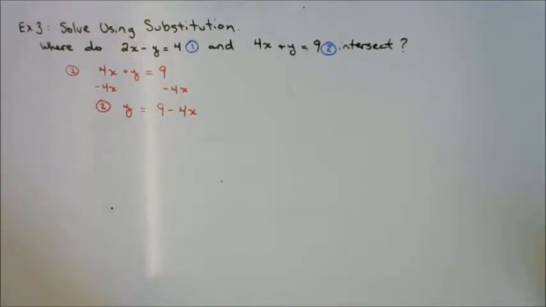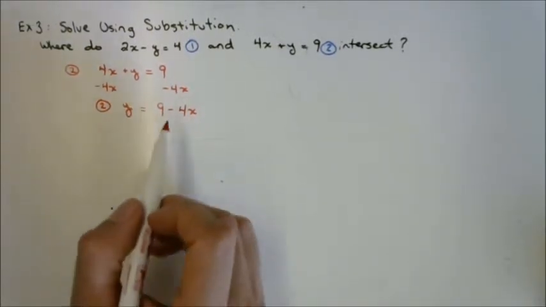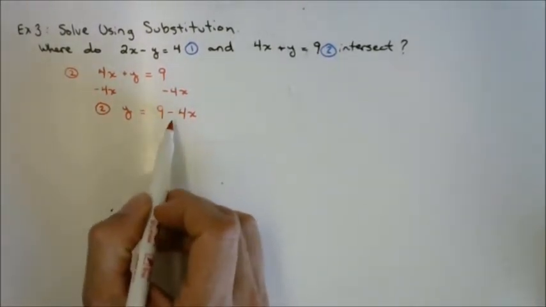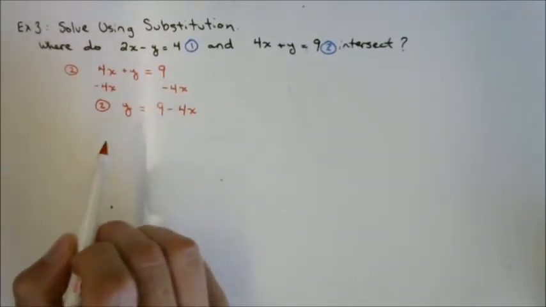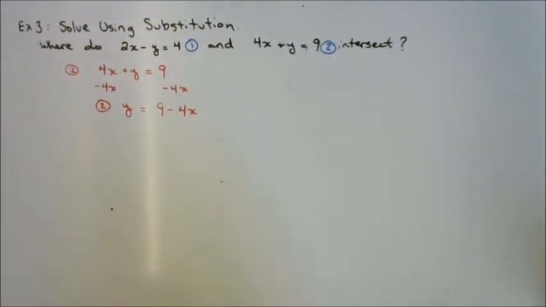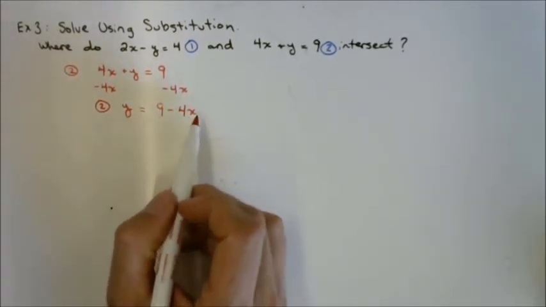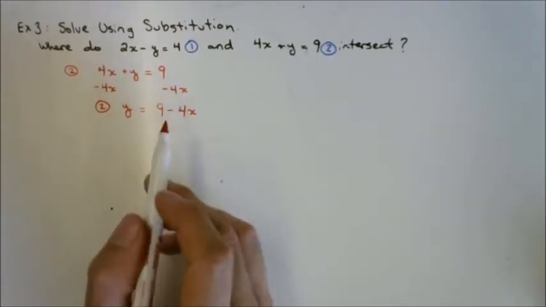Now, when we typically write a final answer, if the equation of the line is our final answer, we would write y equals negative 4x plus 9. That would be in slope-intercept form. I'm not going to do that this time because I'm actually using this information. I'm going to sub it into equation 1.